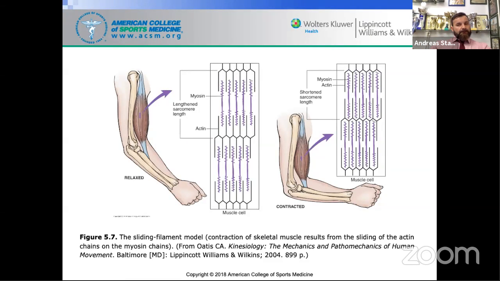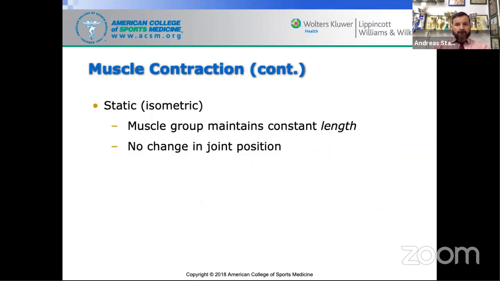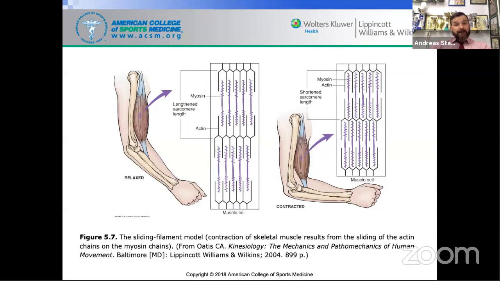I hope you got it. Okay. And in the same sarcomere, all the myosins and all the actins are going to contract. It's not just some of them.